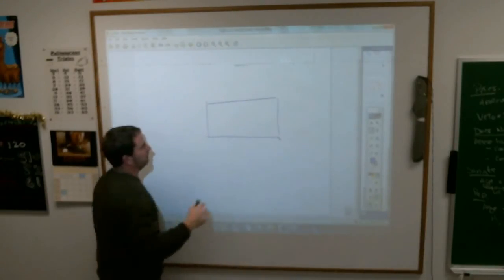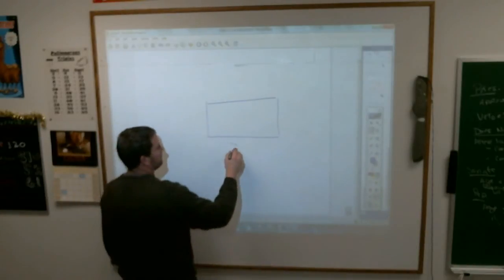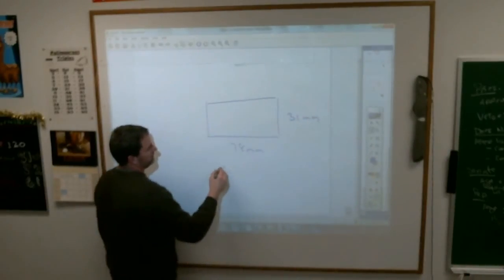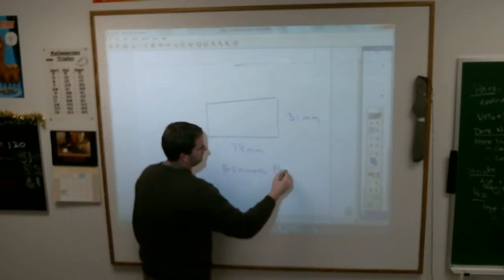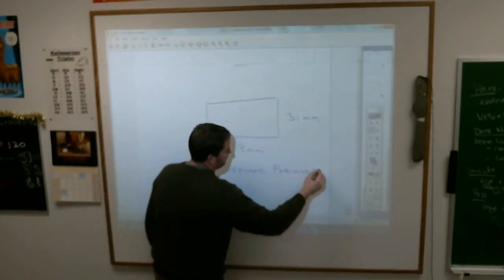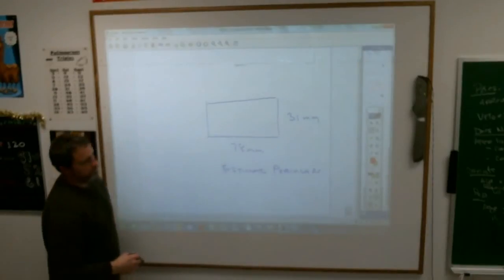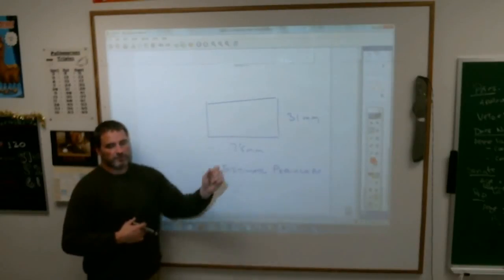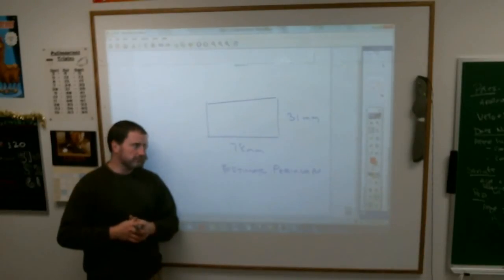How about this one? What a nice rectangle that is. Let's say the sides are 78 millimeters and 31 millimeters. And you're supposed to estimate the perimeter. What would be the first thing you do if you saw this problem in the book? Jen? You would definitely draw the rectangle. Definitely draw the measures. So, what is the perimeter of a rectangle? How do you find that out? Keith? Add the sides. Yep.